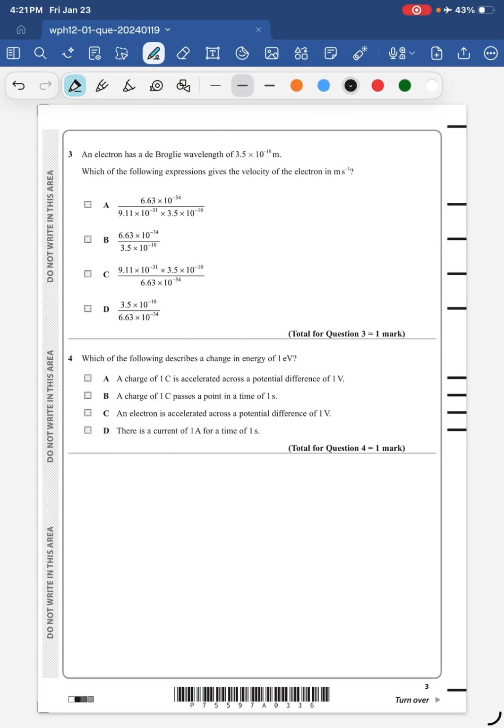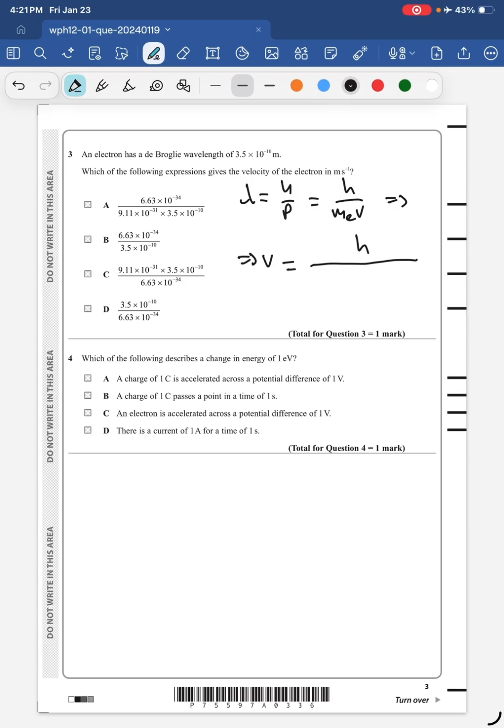Let's move on to question 3. An electron has a de Broglie wavelength of 3.5 times 10 to the minus 10 meters. Which of the following expressions gives the velocity of the electron in meters per second? Okay, let's start with de Broglie's wavelength for the electron. Since we are dealing with momentum, we can write m times v for the momentum, right? And just solve for v.